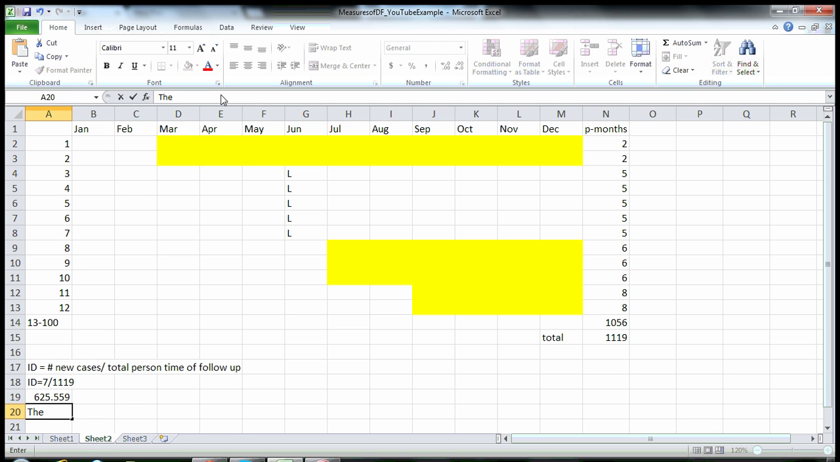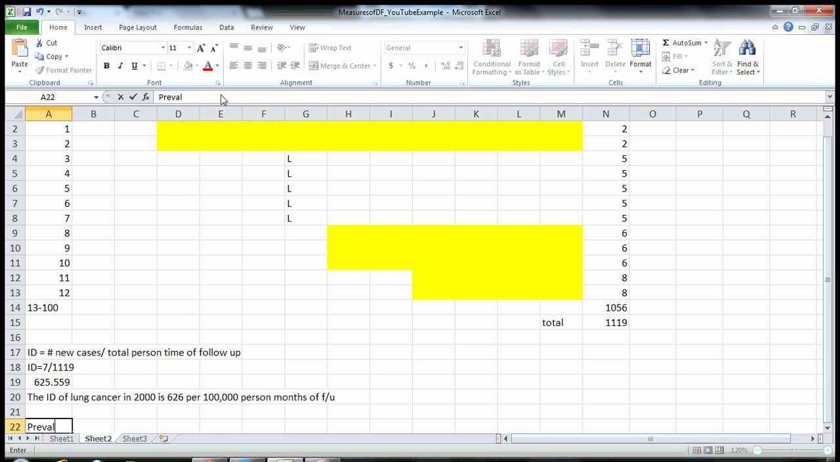Remember, you always want to write your sentence. So the incidence density of lung cancer in 2000 is 626 per 100,000 person months of follow-up.